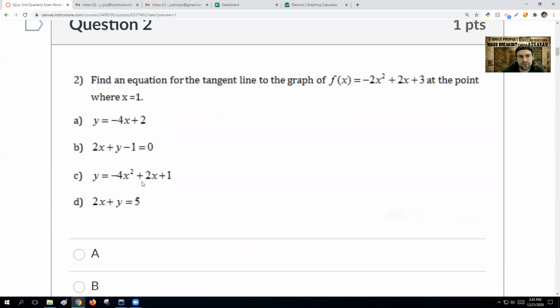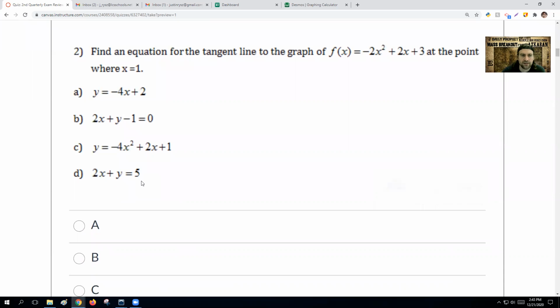Moving on to number 2 here, which equation will find the tangent line of the graph at the point where x equals 1? So we could do the limit here, but it'd probably be a little bit easier to use the shortcuts that we know. To find the tangent line here, we need to find the derivative. So f prime of x would equal negative 4x plus 2. And we got to plug in 1 now for x.